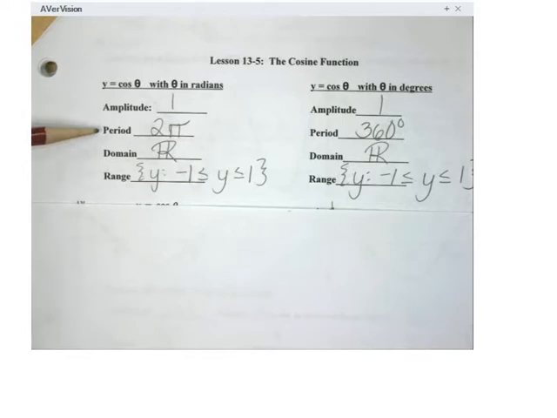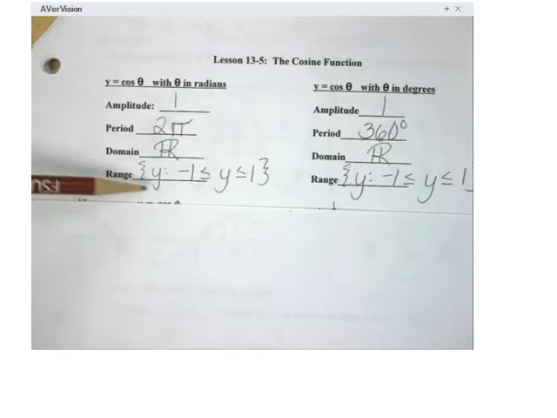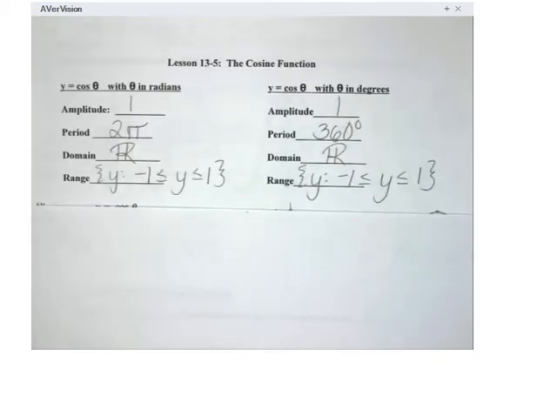Our graph will finish a cycle in 2 pi radians. That's equivalent to 360 degrees. We can plug any number we want in place of theta. We don't have any restriction in the cosine function or the sine function on what we can plug in for an angle. We will have the restrictions on all the other trig functions, by the way. And then the range is the same as sine, as low as -1 and as high as 1 for the y-coordinate.